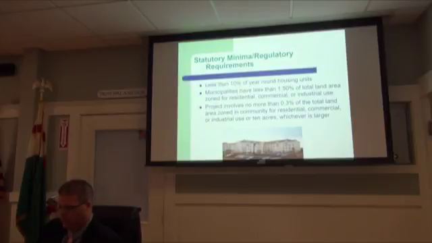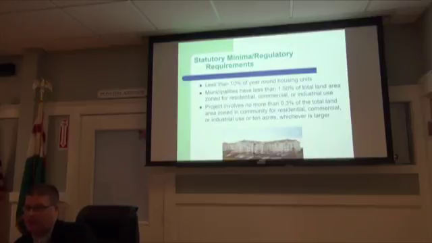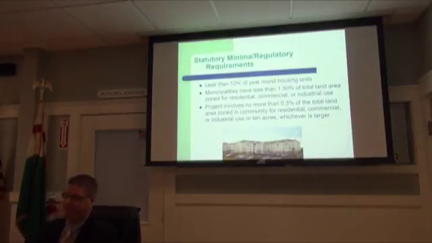And the last one is the 0.3% total land area requirement. Not only have I never seen a town meet this, I've never seen a town even raise it as an issue. It's just completely overlooked and not used.